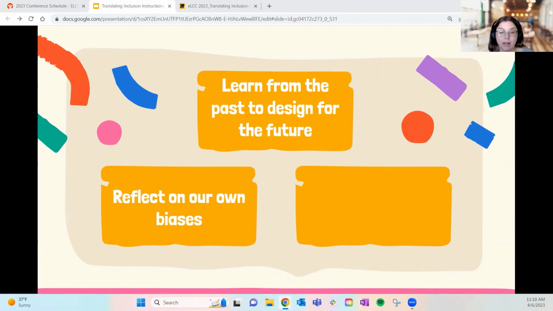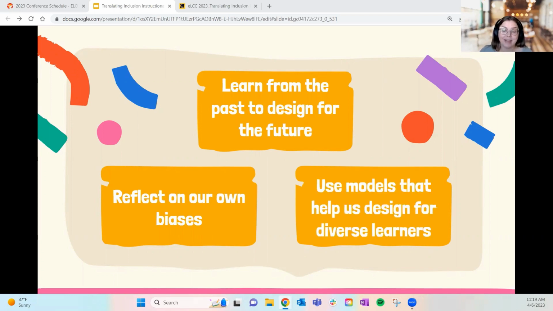So we need to reflect as instructional designers on our own intersectional identities and positionality, and how those identities and positionality experience privilege or oppression within the online environments. And these experiences then inform our design decisions and the decisions moving forward.